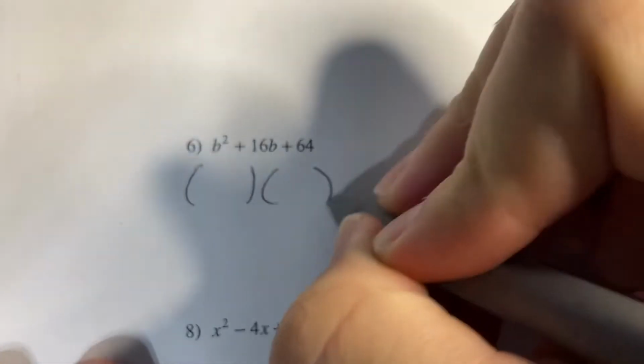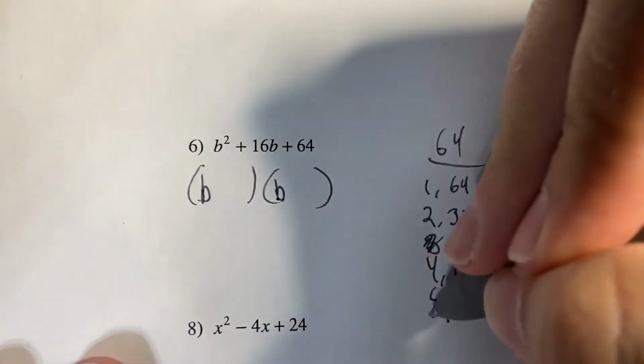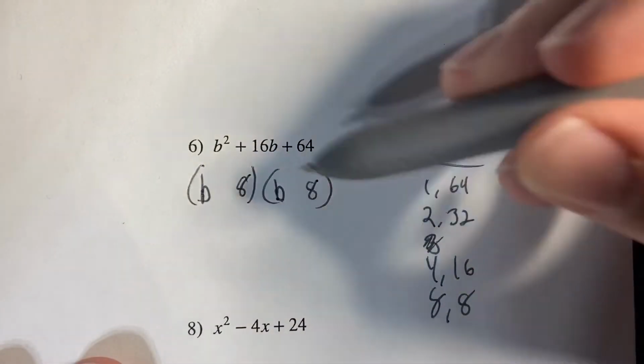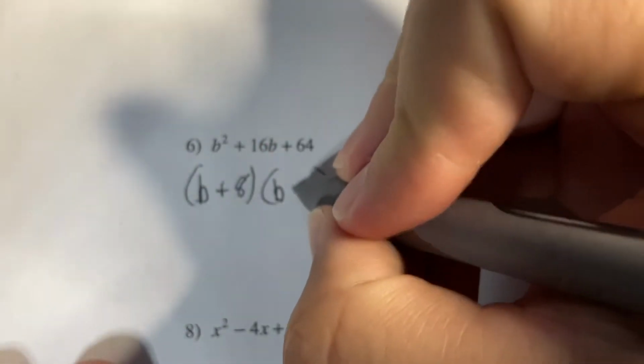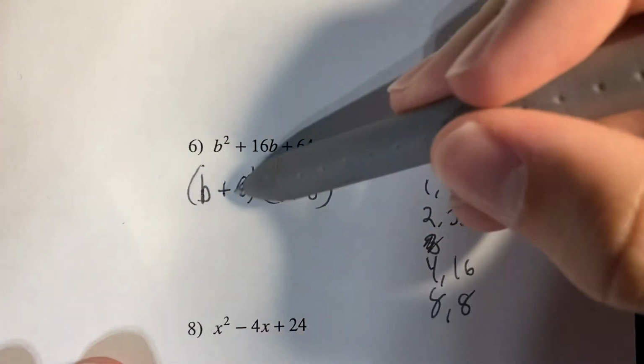We got boom, boom, boom, boom. I got a b and a b, all right? And then let me fix that b. And 8 and 8, I know that those are my numbers, and I need them both to be positive in this case again. The next example I do is not going to have both positive, promise. But 8 plus 8 is 16. 8 times 8 is 64.